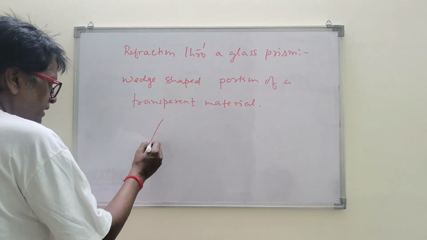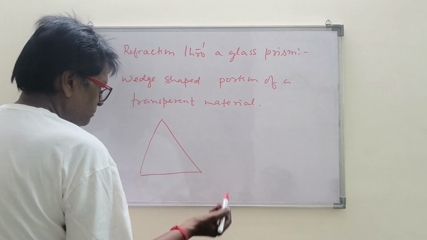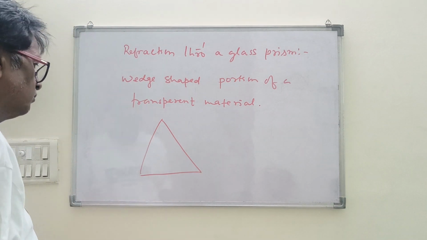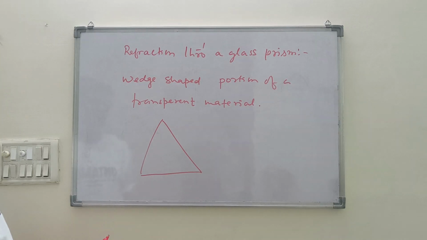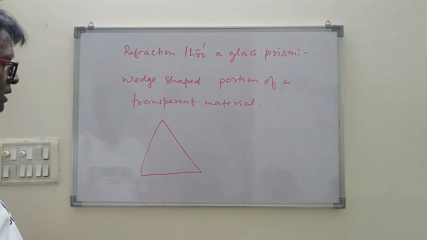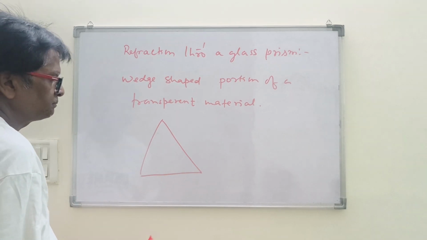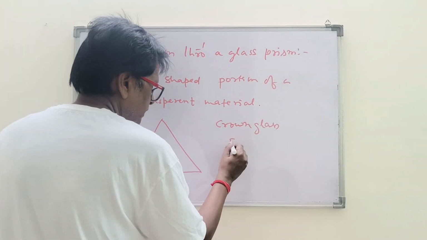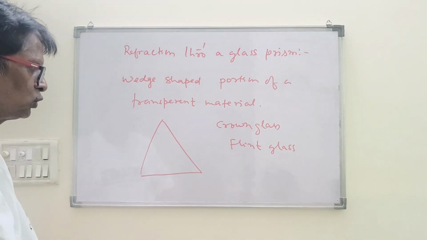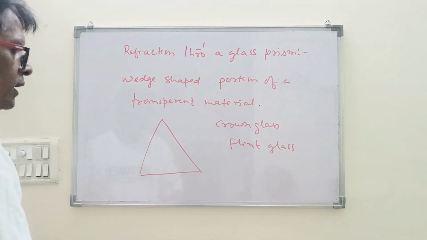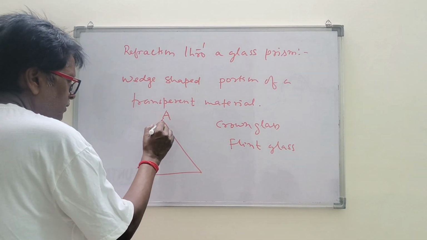Okay, let me draw the diagram of a glass prism. I'm talking about a glass prism. A prism may be made of some other materials also for different purposes. Here we are going to study the refraction of light through a glass prism. A glass prism is basically made of crown glass or flint glass. So these are the two types of glasses. ये दो तरह के कांच हैं जिससे ये प्रिज्म बना हुआ है. Okay, this angle is the angle of prism.